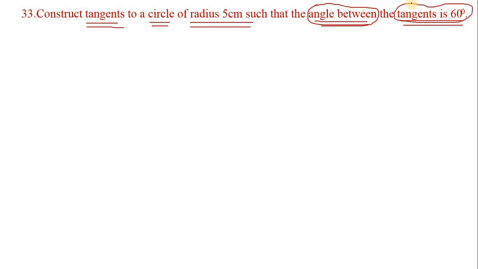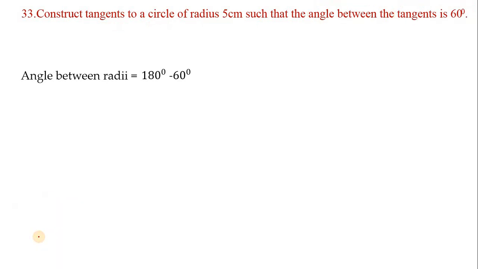Very, very important. Here angle between tangents is given, not angle between the radii. When angle between the tangents is given, you must find angle between the radii, children. How to find angle between radii? From 180 degree you have to subtract the angle between tangents. So from 180 degree subtract the 60 degree. So you will get 120 degree. This is angle between the radii.